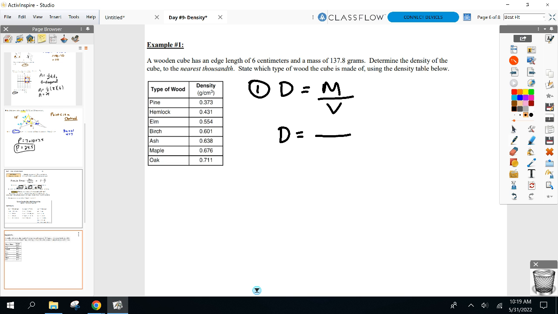Mass, that's given to us, isn't it? 137.8. Problem though, what don't I give you? Volume. Good thing we're in this unit.